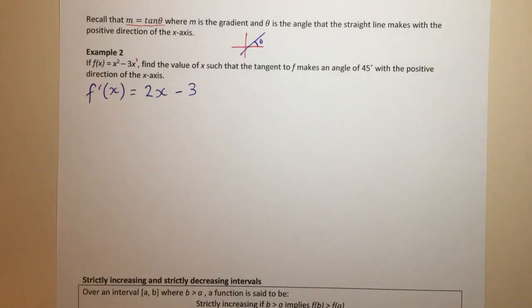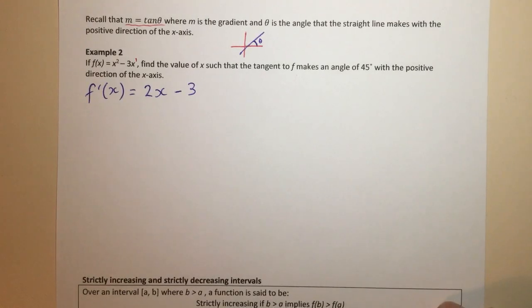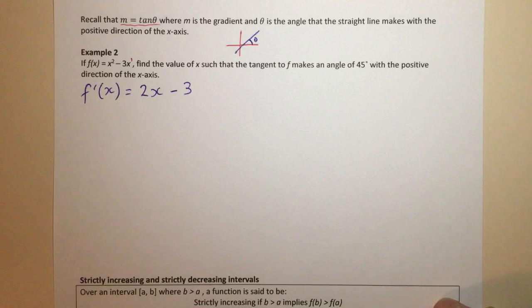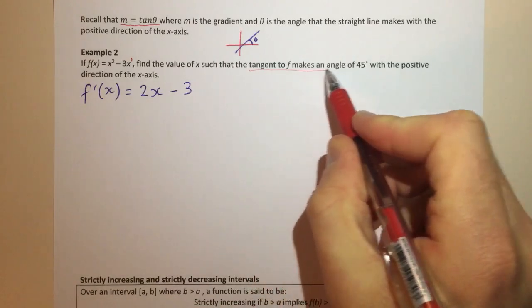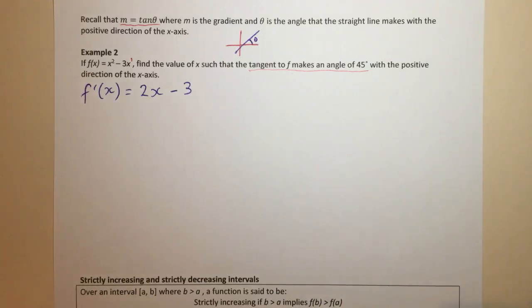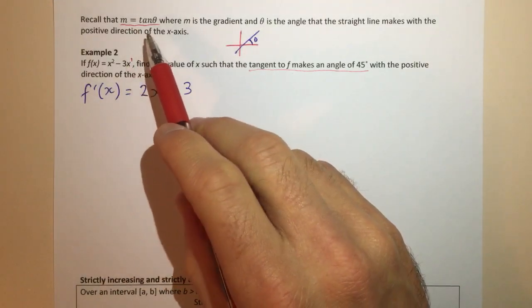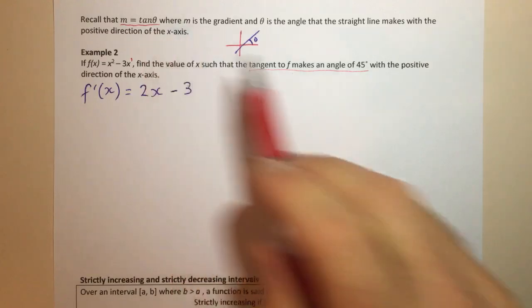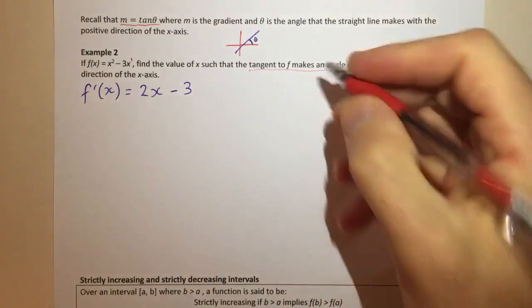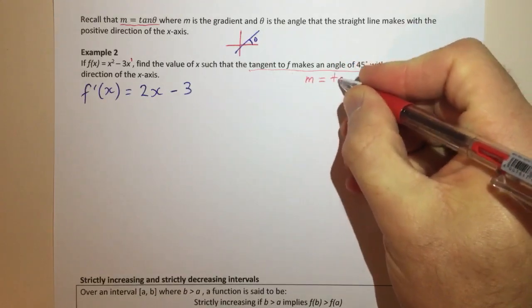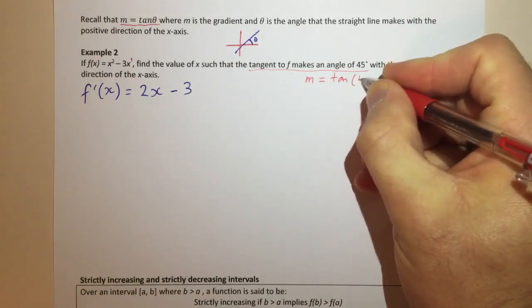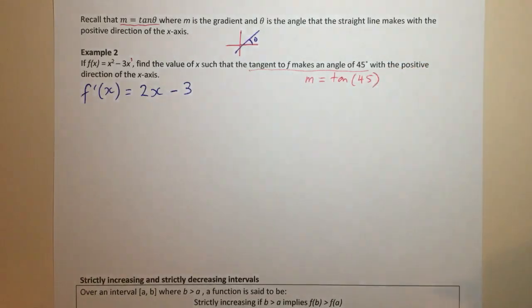Okay, now this is saying we want to find out the value of x where the tangent to f makes an angle of 45 degrees with the positive direction of the x-axis. Well, if I've got this rule here that says m equals tan theta, and I know that my angle is 45, I can actually work out what gradient this is talking about. If gradient equals tan theta, then for this question, gradient will equal tan 45.